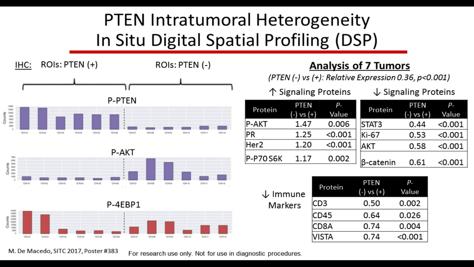So again, we had 6 regions of interest from the PTEN positive areas of this tumor, and these are reflected in the bar graph on the left with the 6 bars. And then on the right, the ROIs from the PTEN null region of the tumor. As a first validation, we were very interested in looking at PTEN expression. We found that an antibody recognizing phospho-PTEN was a particularly robust marker that correlated very well with immunohistochemistry.